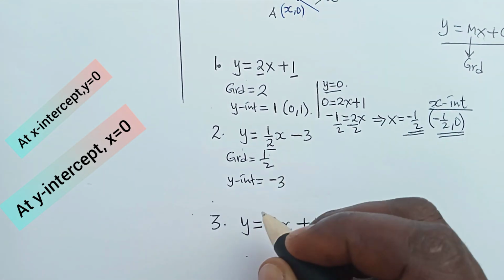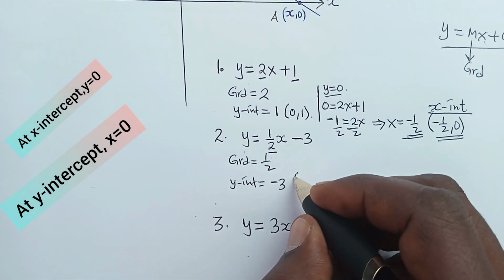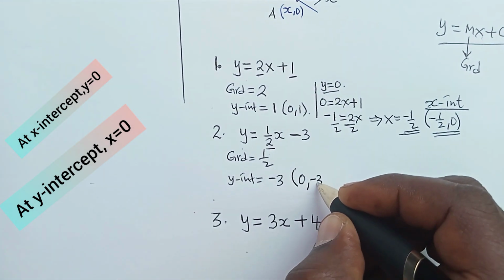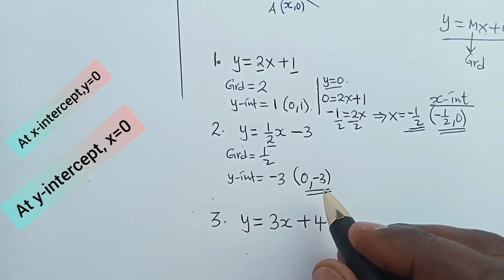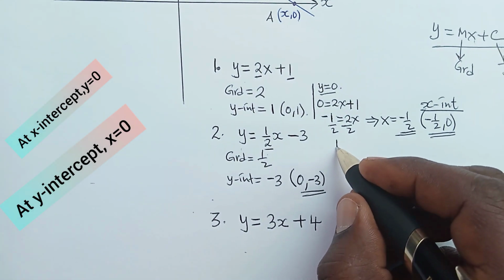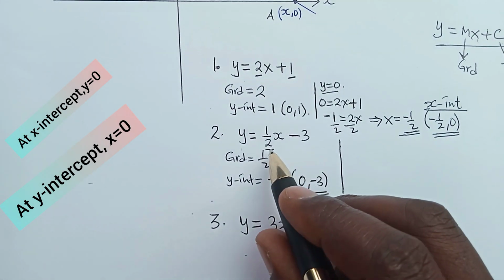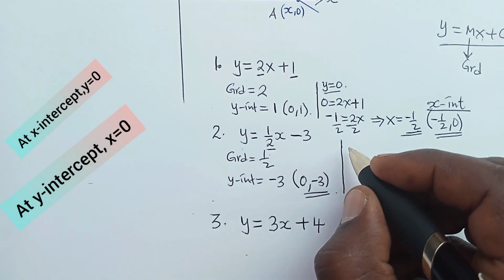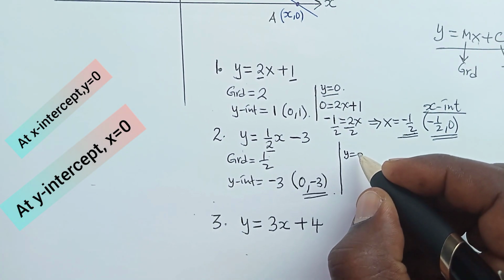Take it together with the sign in front of it. And therefore, the coordinate is 0, negative 3. Remember, x is 0 at that point. How about the x-intercept for that line? The x-intercept for this line, we set y to be equal to 0. Therefore, y is 0 at that point.